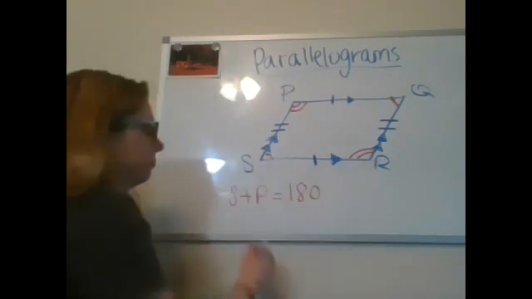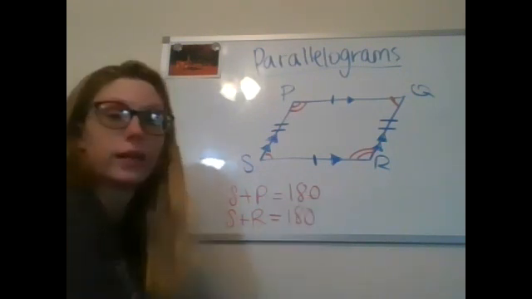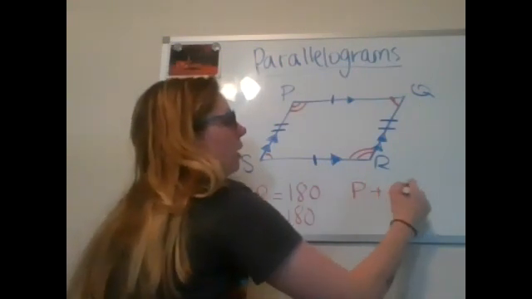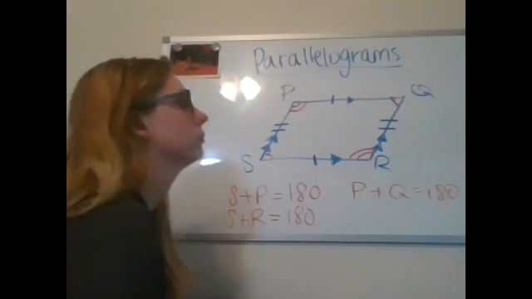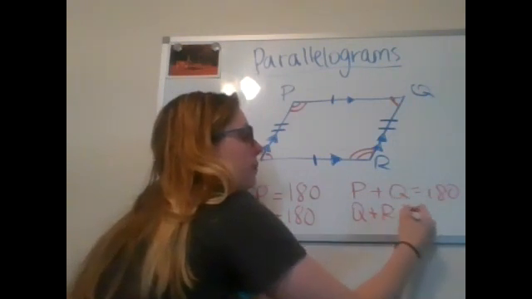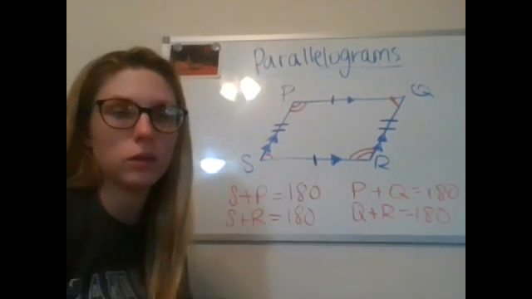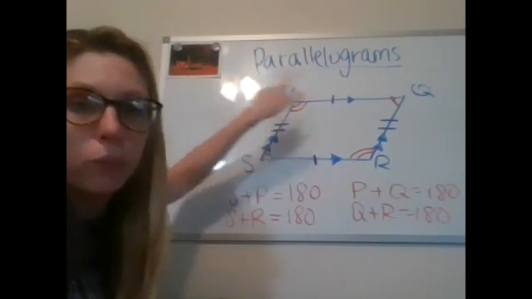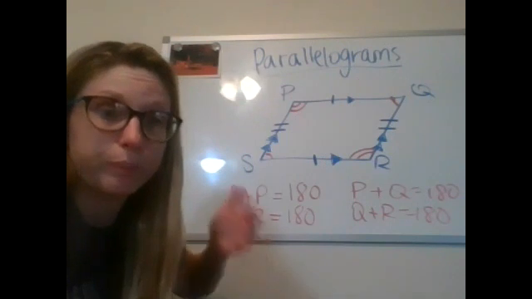Angles S and R. They are next to each other, so they will add up to equal 180 degrees. P and Q will add up to equal 180 degrees. They are consecutive. They are one right after the other. And the last one would be Q and R, are supplementary. Okay. So remember, opposite means they're the same. If they're, boom, like consecutive, then they're supplementary.